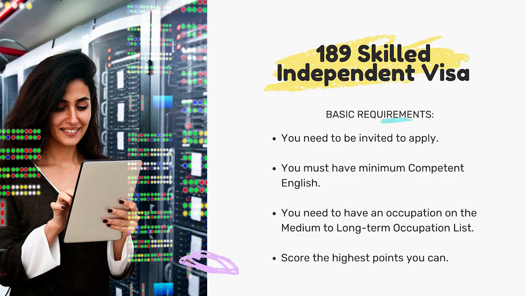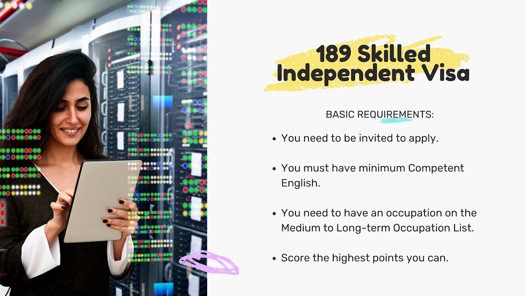So first of all, we can talk about the 189 visa. That's the skilled independent visa. When I advise my clients, I always tell them, hey, look, this is a great visa. You'll get everything and you'll apply for it. Don't wait on this as your only option because it's pretty hard to get an invitation in this visa.